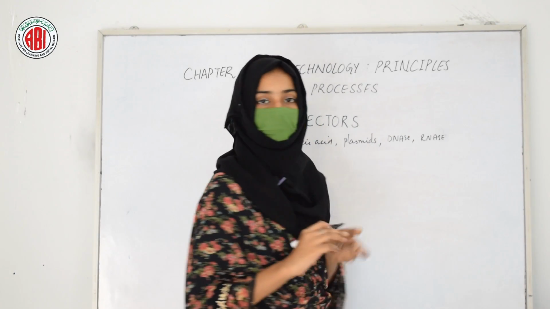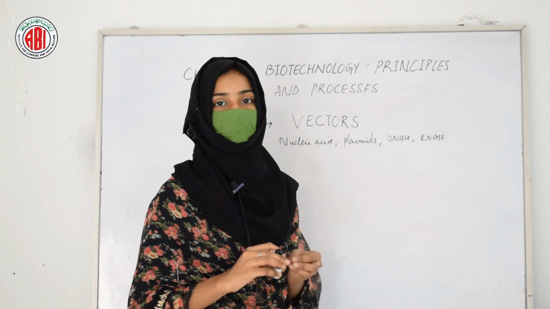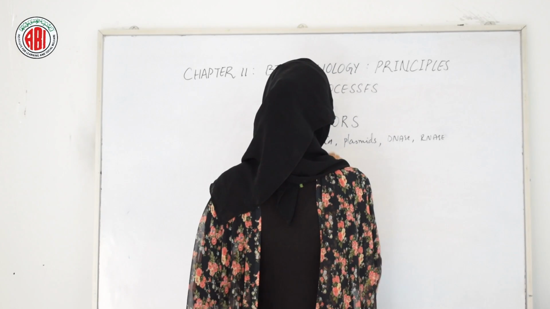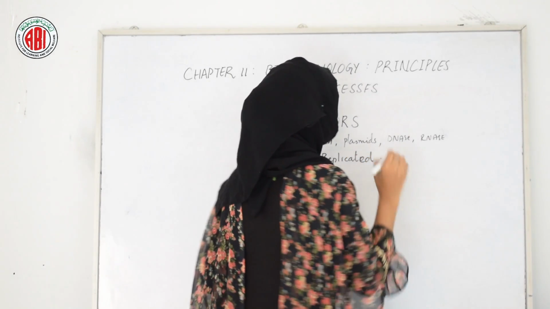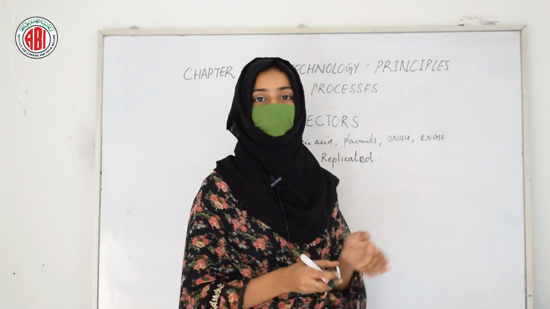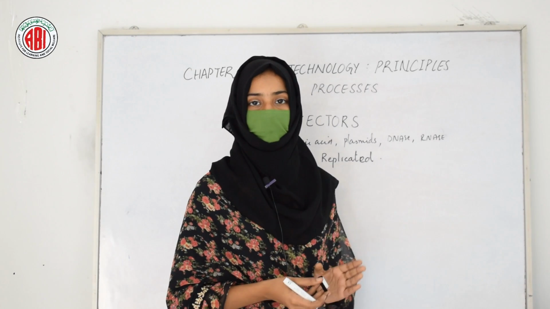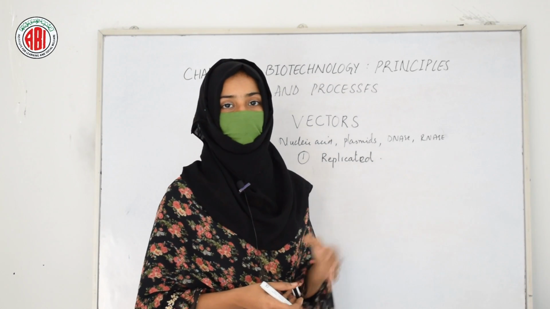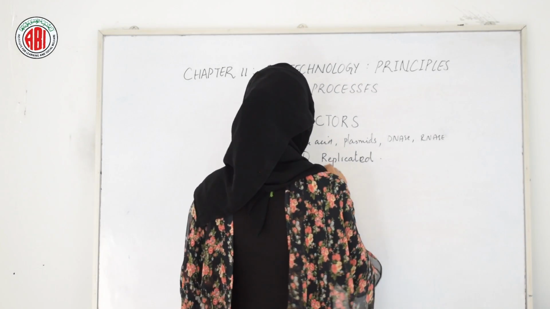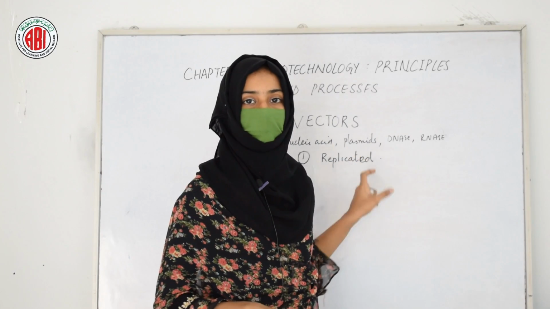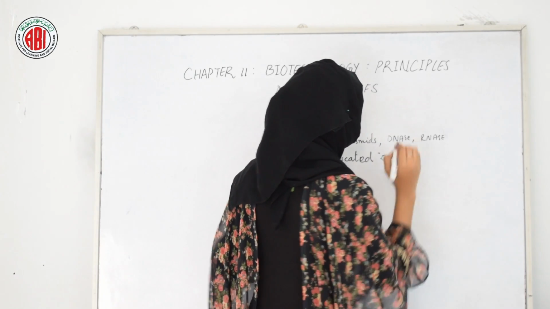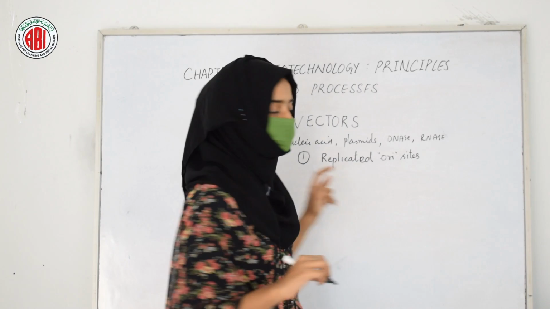gene. And there are certain properties that a vector must show. The first one is it should be replicated. The vector should undergo replication. So if the vector is able to replicate, then the gene that is inserted into the vector can also undergo the process of replication. So this is the first property that a vector must show. And the second one is the vector can be replicated only if it contains ORI sites. ORI are the sites where the replication can be initiated in the vectors.